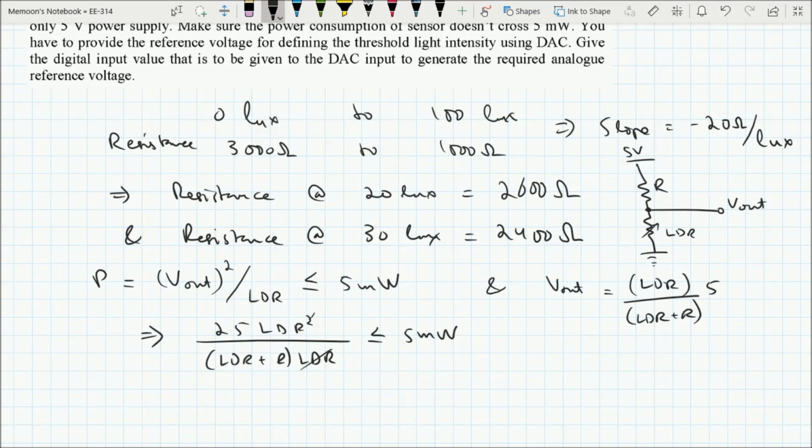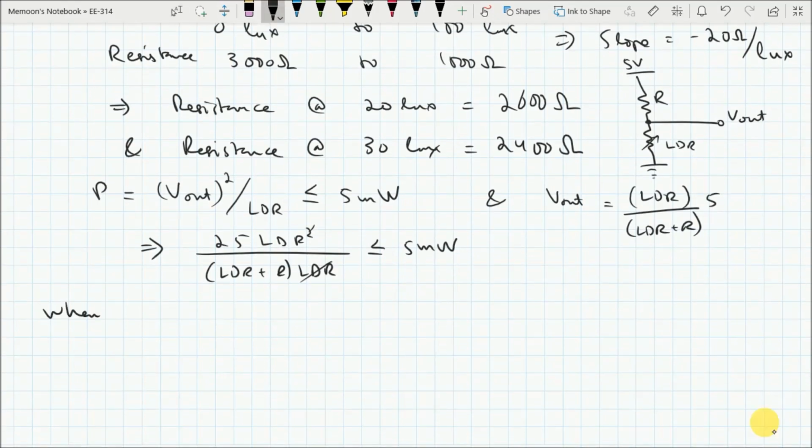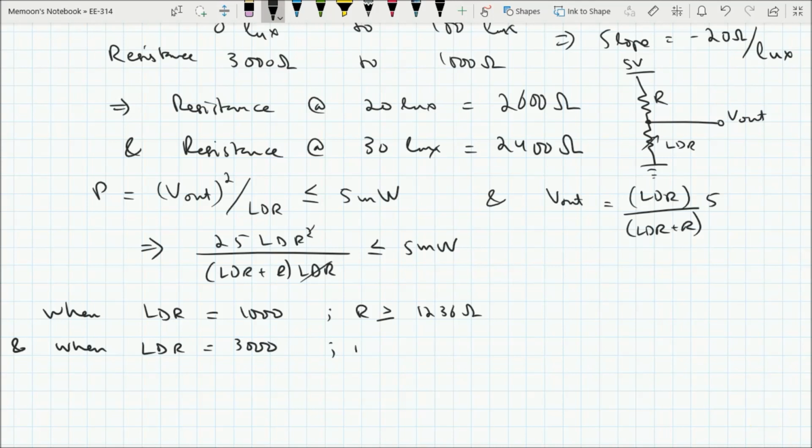Cancelling this square with the LDR, we have when LDR is equal to 1000, R should be greater than or equal to 1236 ohms. And when LDR is equal to 3000, that is the maximum value of your LDR, R should be greater than or equal to 873 ohms. This implies that R should be greater than or equal to 1236 ohms to satisfy both the boundary conditions.